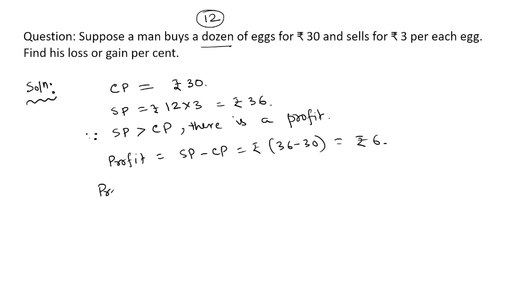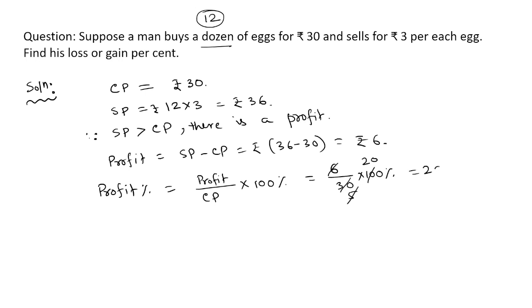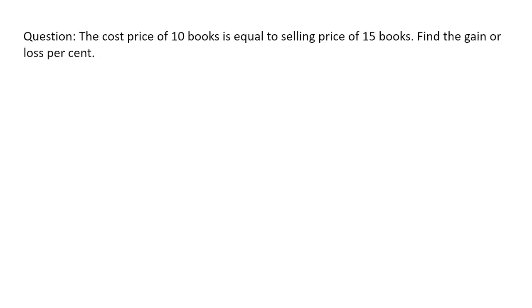Now, the profit percent is the profit divided by CP into 100%, which is 6 by 30 into 100%. Now, 6 5s are 30. So, 5 20 100. So, it is 20%. So, the profit is 20%. Okay. So, now another question.